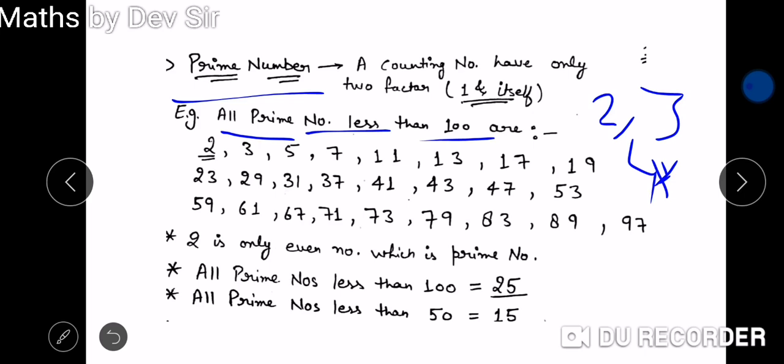So in this way you have to check prime numbers between 1 to 100. Now some important facts regarding prime numbers: 2 is the only even number which is a prime number. If anybody asks you to name a prime number which is even, there is 2 only. And one more thing, 2 is the smallest prime number. And all prime numbers less than 100, no need to remember these things. These are the factual things.